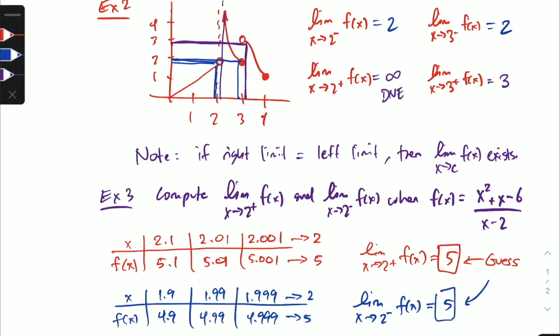And since the right and left limits appear to be the same, it appears that the limit does exist. Now later on we'll see how to do this more rigorously, but for now this tabular way of doing it is a good way of estimating or guessing what the limit is.